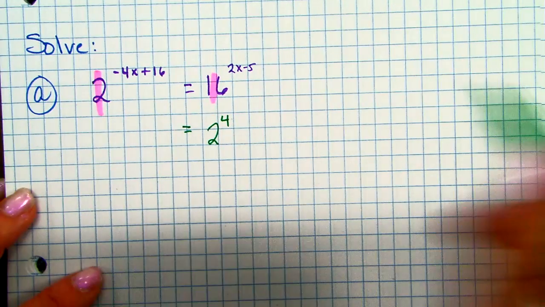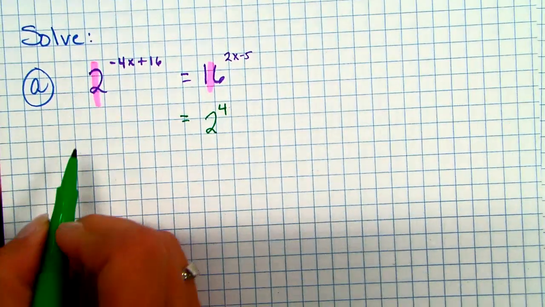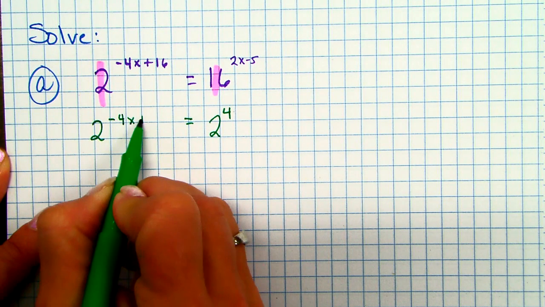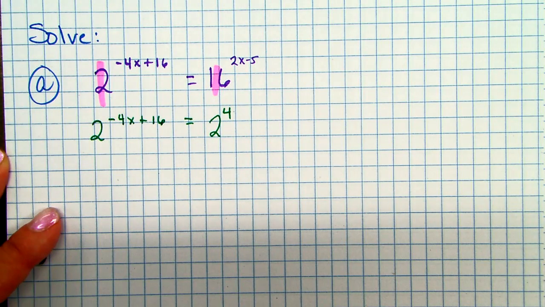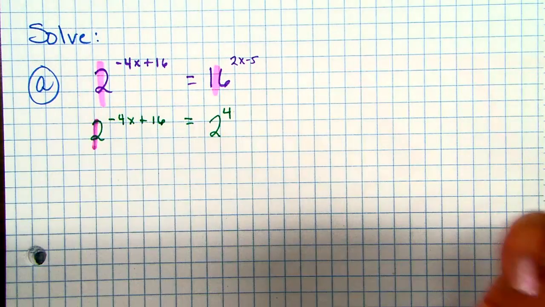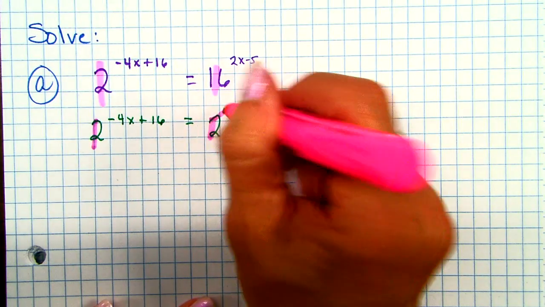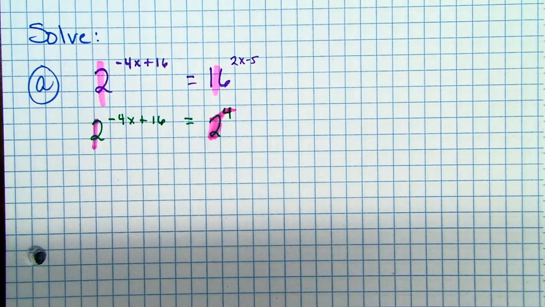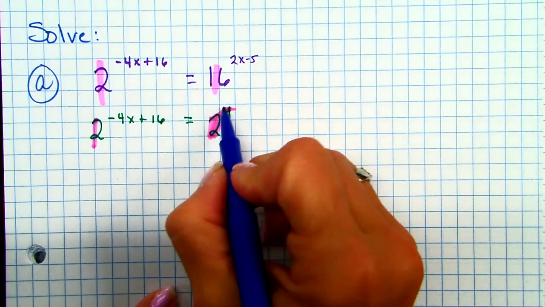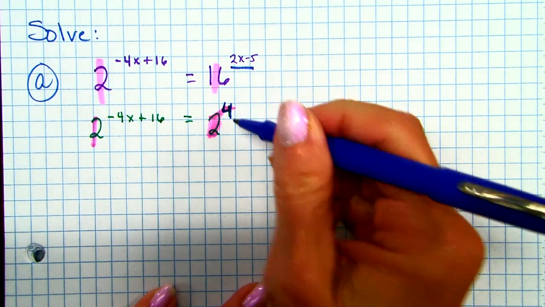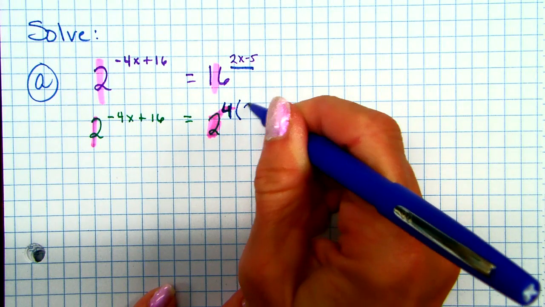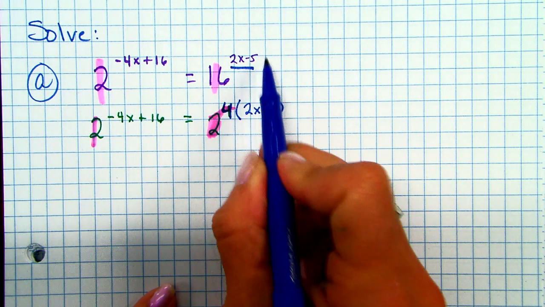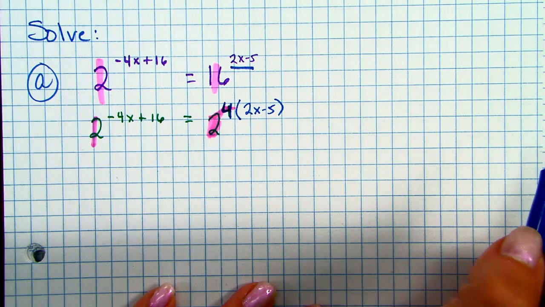All right, so understand. Let me just go back over to the side. I have done nothing to the left-hand side. I'm just rewriting it. On the left-hand side, here's that 2. I changed 16 to 2 to the 4th, right? These are the same thing. And there was an exponent already up there. Don't forget, you have to bring it down, and we would multiply. So when I create a new power and there's already a power up there, we multiply them.